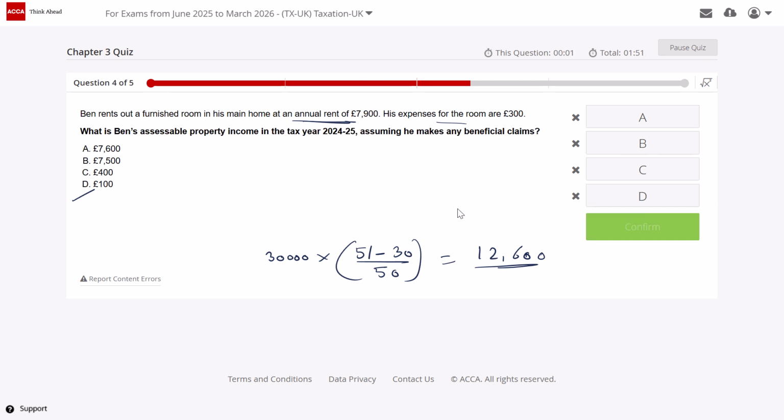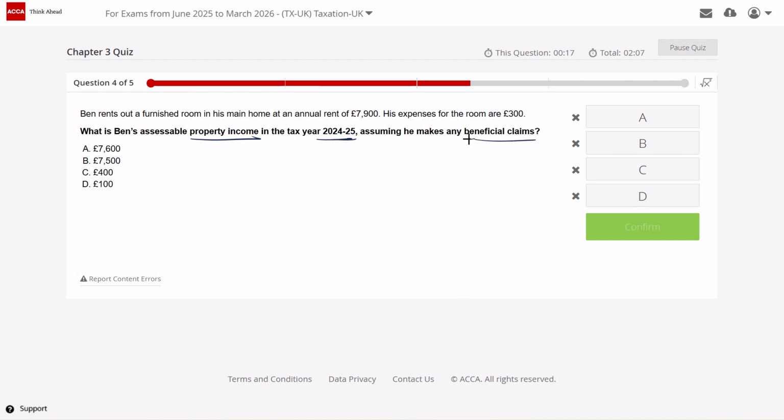Moving ahead, Ben rents out a furnished room in his main home at an annual rent of 7,900. His expenses for the room are 300. What is Ben's assessable property income in the tax year 24-25, assuming he makes any beneficial claims? Now see, if I go for normal computation, it will be 7,900 less 300. That makes it 7,600 being his property income.